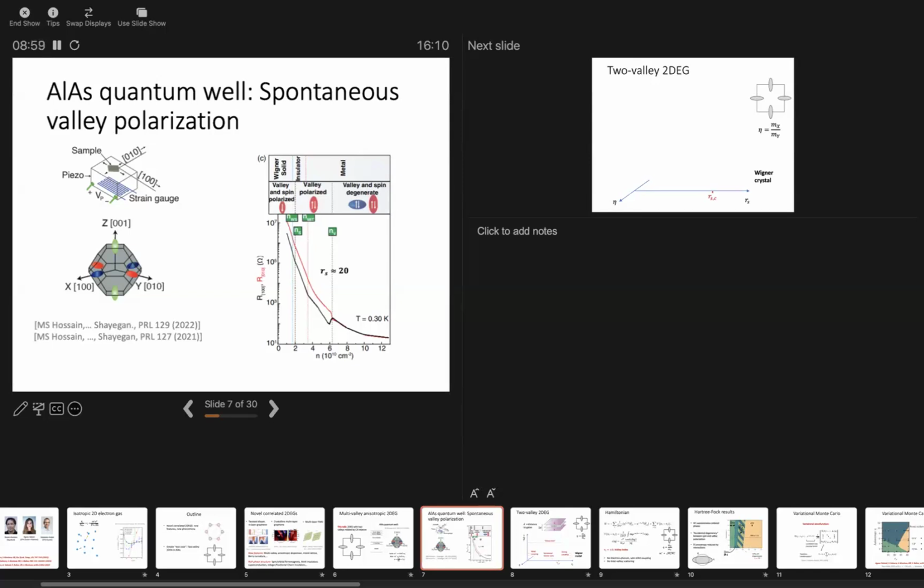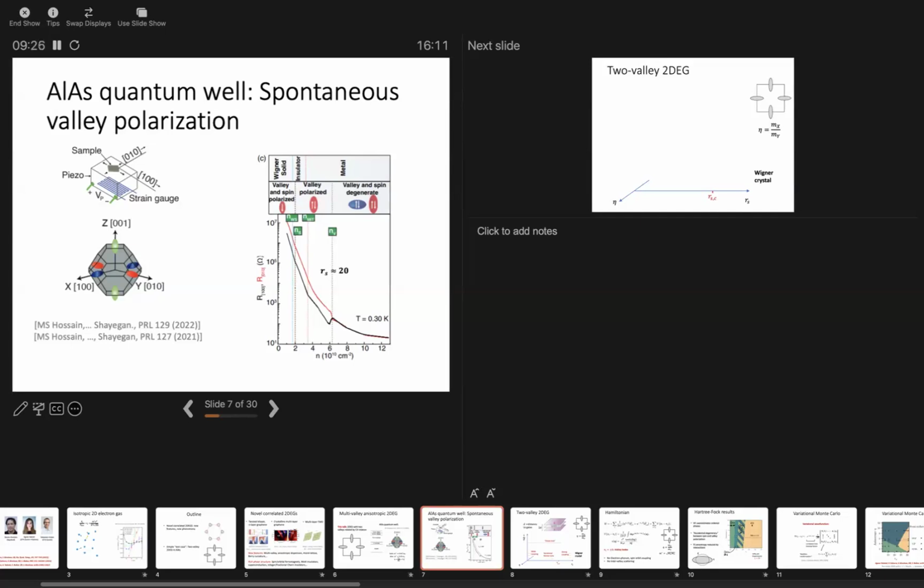Well, in some way, it's simple. It's just analogous to the Stoner ferromagnetism that you expect for the spin. To minimize exchange energy, the electrons can all go to the same valley instead of to the same spin. That minimizes exchange energy at the cost of an increased kinetic energy. And as the interactions become more and more important, this is something you might expect to happen.